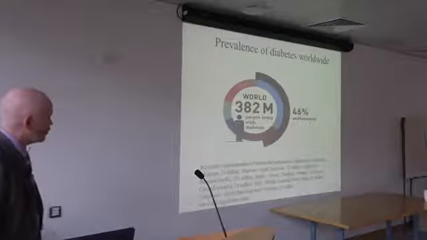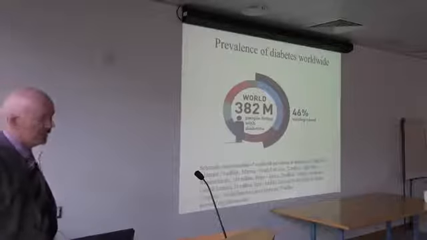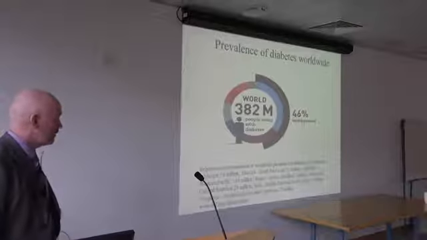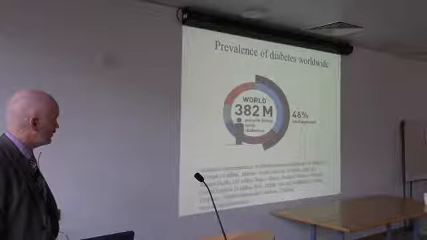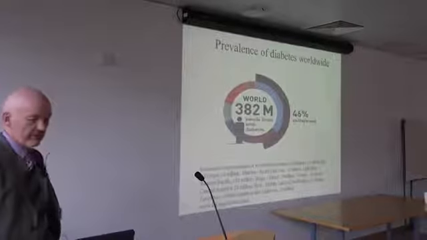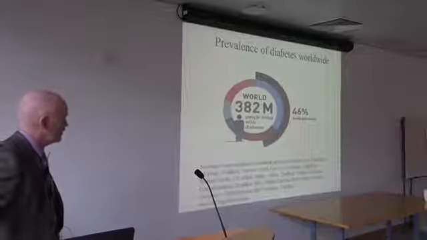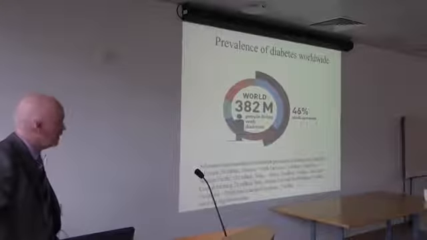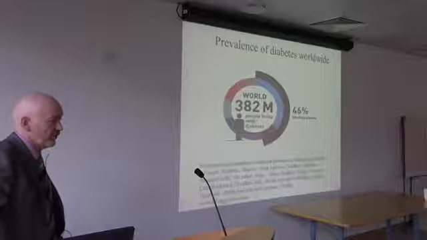So this is looking at the worldwide prevalence of diabetes, and this is information that was provided by the World Health Organization a few years ago. You can see, I think it was in 2012 or 2011, there were 382 million people estimated to be living with diabetes worldwide. And 46% of those are undiagnosed.